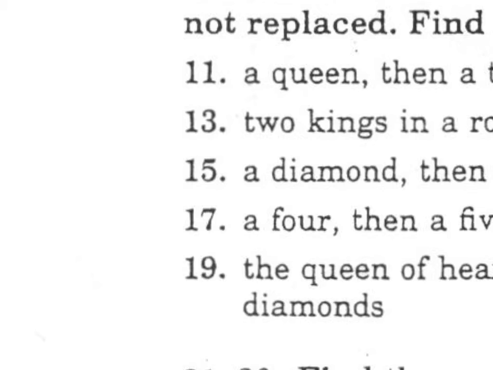So let's do the first one, number 11. In this particular case, what's the probability that, out of those 52 cards, I choose a queen? Well, there's 4 queens out of 52 cards. Now I've chosen that queen, and the queen is no longer in the cards. What's the probability the next one is a 3? Well, there's 4 3s, but now there's only 51 cards.